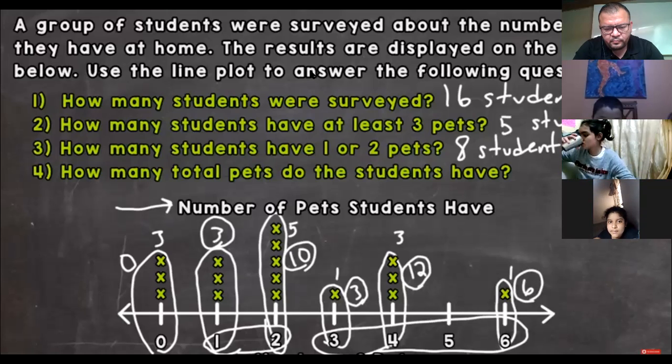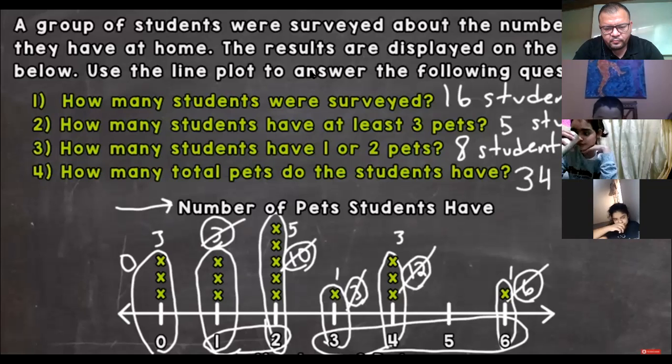Now we're ready to count up all of those pets. So we have 3 here, 13, 16, 28, 34. So a total of 34 pets.